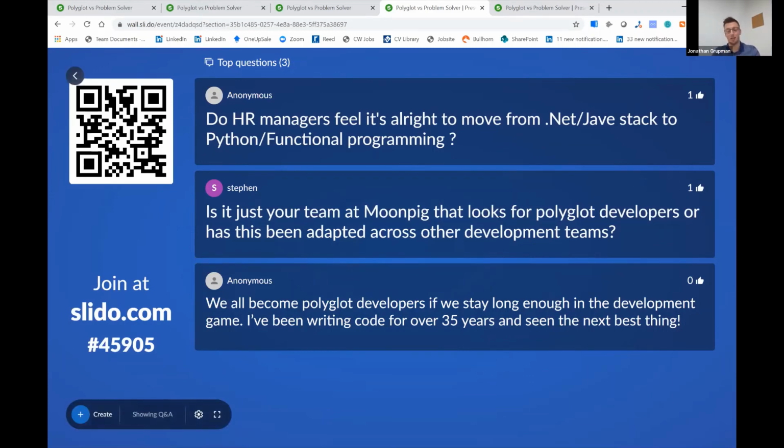I think you're right, especially in that communication between the hiring manager as well, what they're actually looking for in the kind of roles. I guess final couple of questions. First of all, moving from .NET Java to Python functional programming, I guess have you been involved in those kind of language shifts?